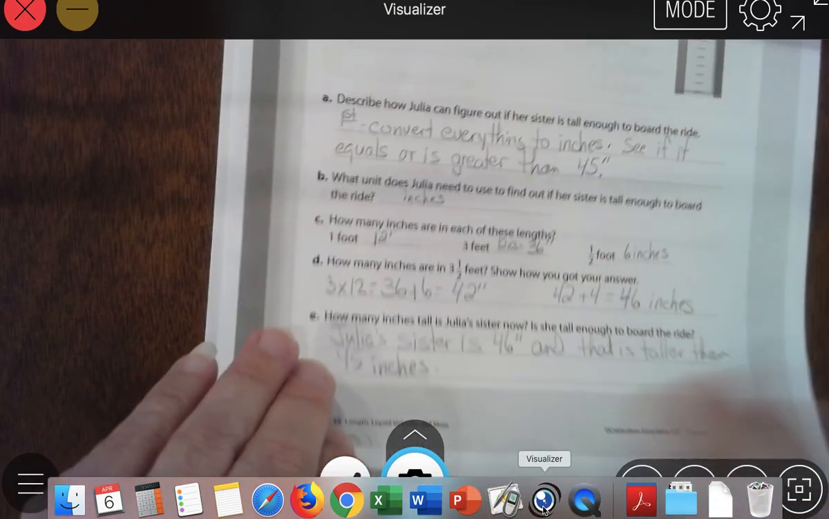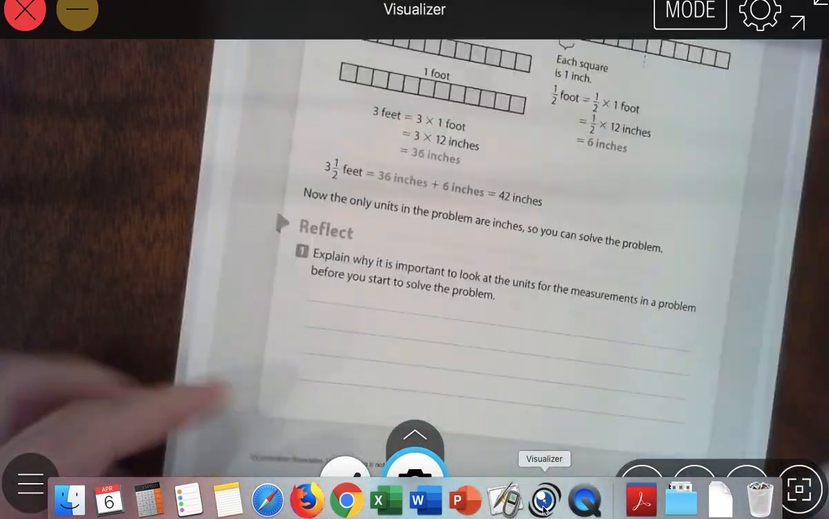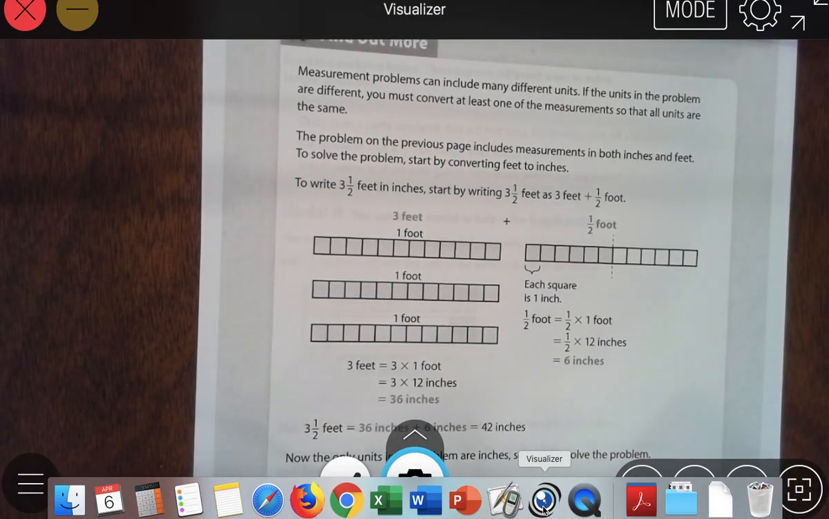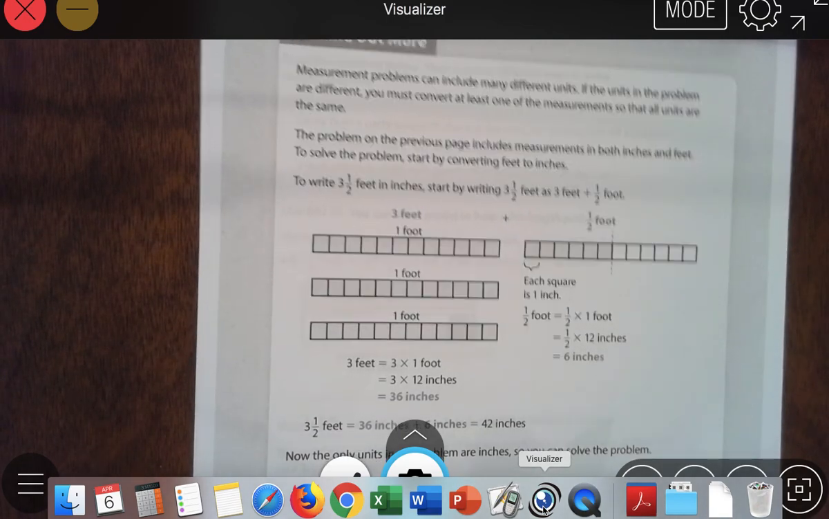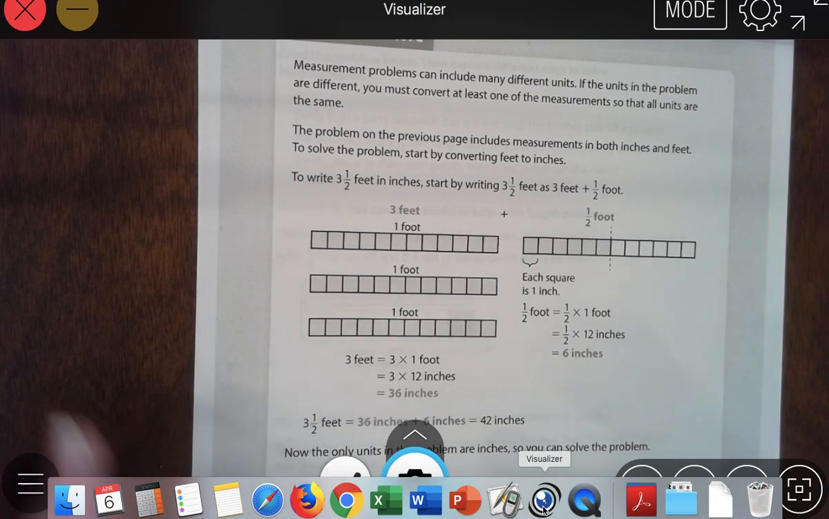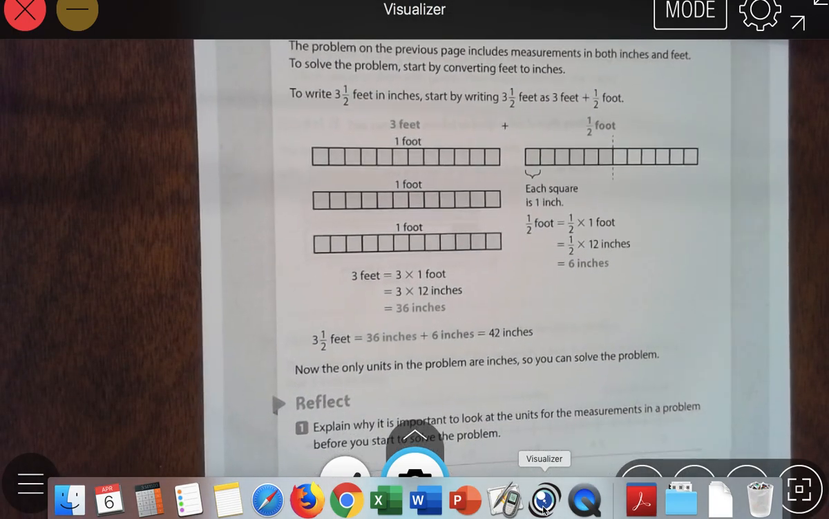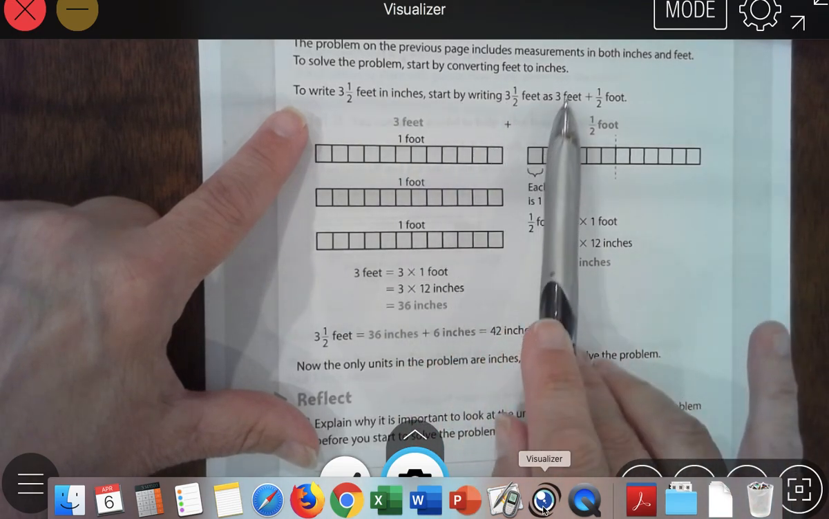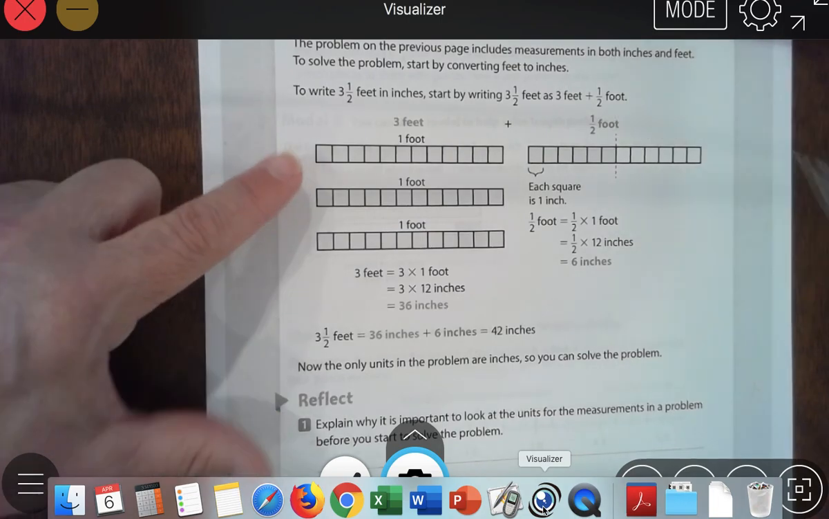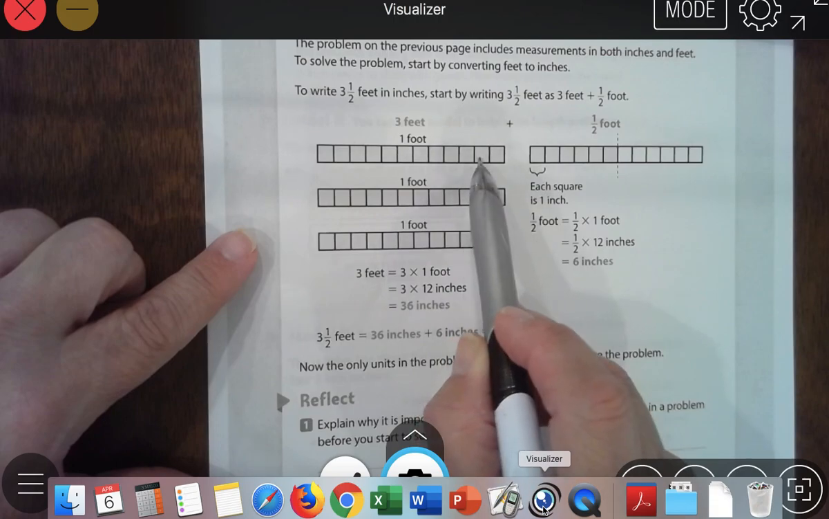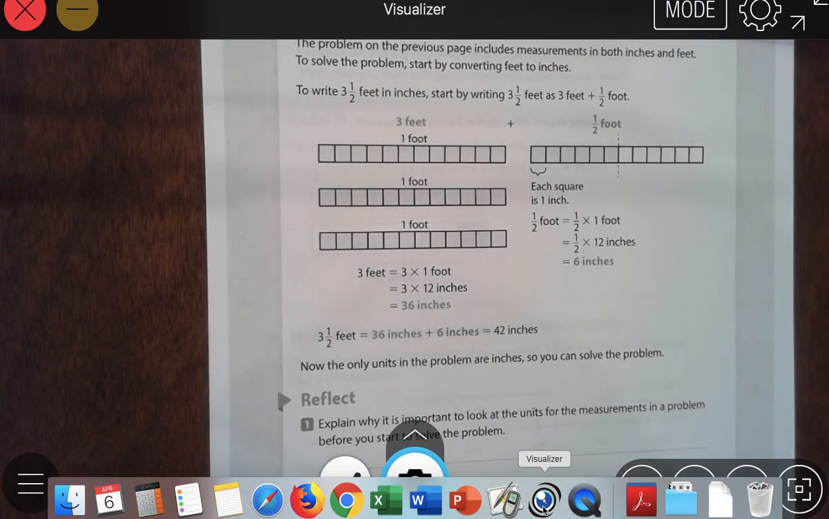Okay, let's go on to page 261, and we're going to look at it a different way. So measurement problems can include many different units. If the units in the problem are different, you must convert at least one of the measurements so they're all the same. We've already said that. So this is just a different way to show you how to look at the problem. To write 3.5 feet in inches, start by writing 3.5 feet as 3 feet plus half a foot. So if you notice, I've got 1, 2, 3, 4, 5, 6, 7, 8, 9, 10, 11, 12. 12 inches equals 1 foot.